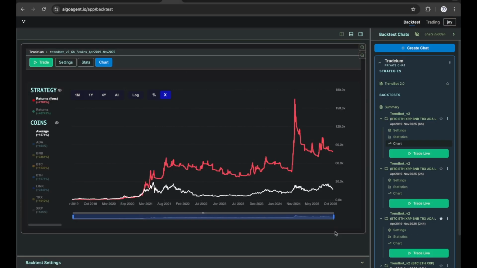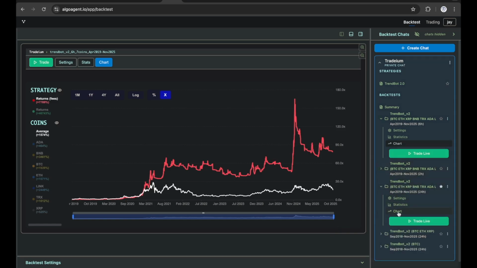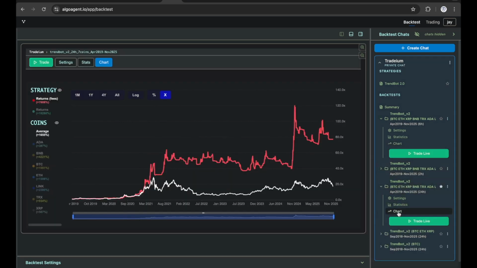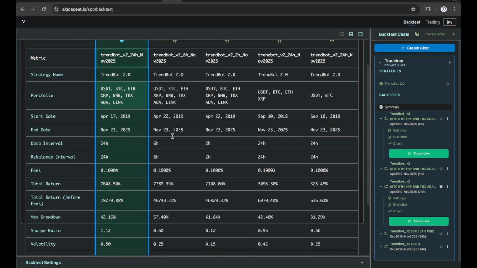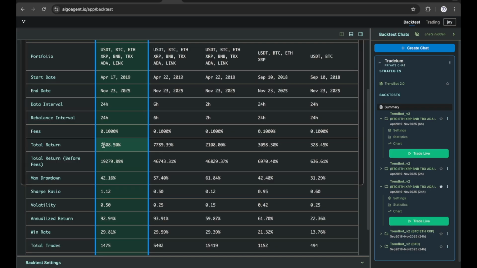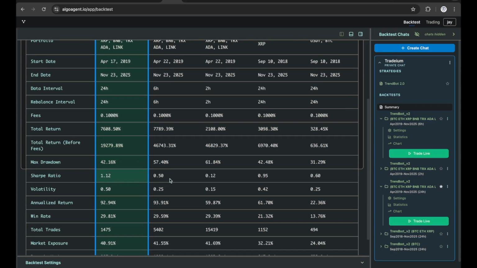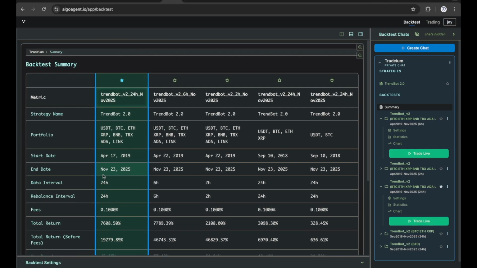This is definitely looking better when comparing it to the 1-day rebalance. It is fairly similar. When we compare in the summary, we can see the total returns are very similar. The returns before fees are not similar, but that does not matter too much because in real life, we get fees. The drawdowns are worse. The Sharpe ratio is much worse. So far, the 24-hour period beats the 6-hour.